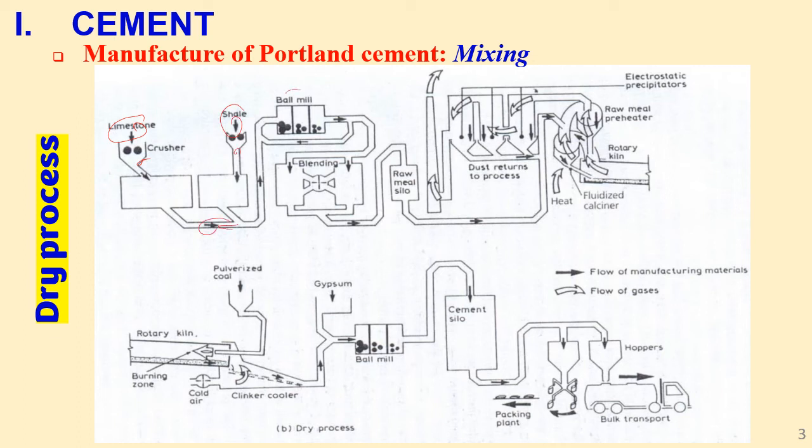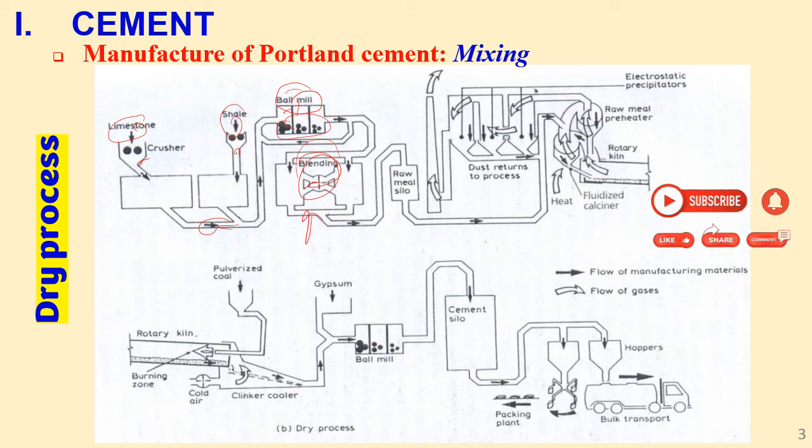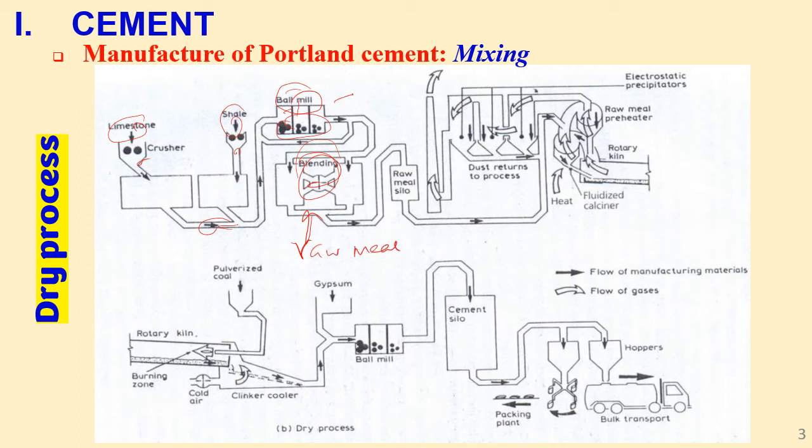Okay, so when you bring them here to the blending, instead of adding water, we use a ball mill. A ball mill is a grinding chamber. The blending here is aided by air. So the materials are crushed, fed in the correct proportion into the grinding mill, where they are dried and reduced in size to a fine powder. The dry powder here is called the raw mill.